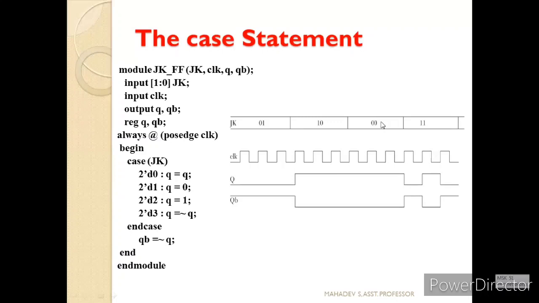So it is going to Q is 1. When both the inputs J and K are 0, 0, it maintains the previous value. The previous value was 1, so it is maintaining. Now, in this particular state, it is 1, 1. What is happening? It toggles. Previously it was 1, it went to 0. During the next rising edge, since the previous value of Q was 0, it goes to 1.